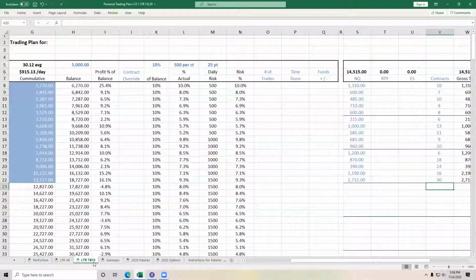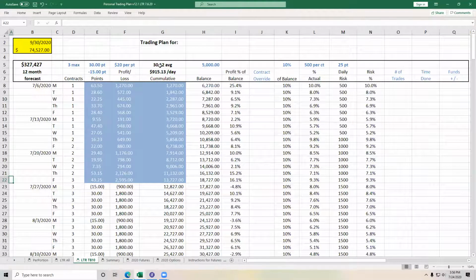So we have 30 contracts that we trade, 10 contracts, and so then we take a look at our actual performance. We're averaging just over $900 a day. We're averaging 30 points a day. This tool is then designed to say, if we were to continue at that same run rate, what would our income be at the end of 12 months?